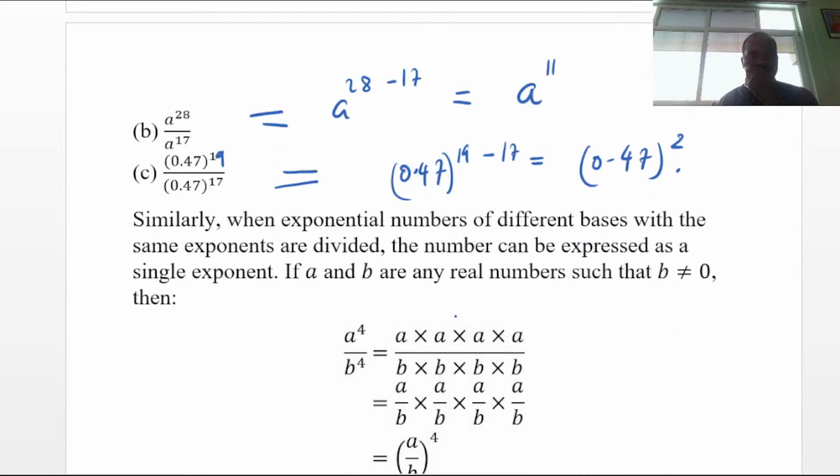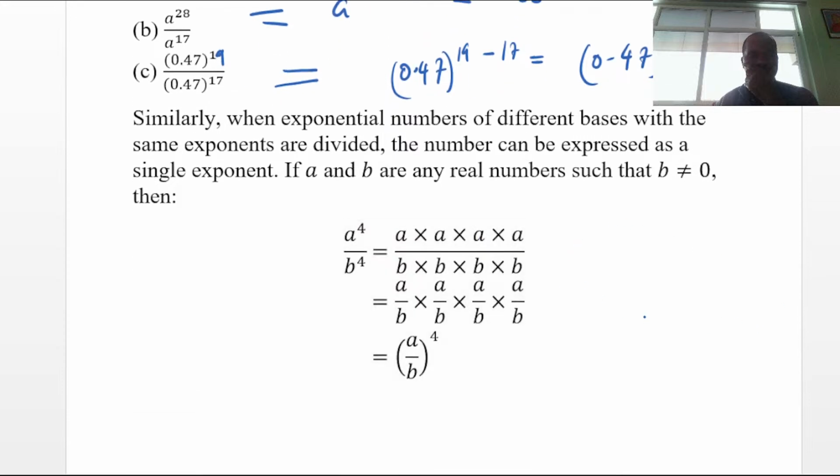So we have seen how we divide exponents. Similarly, when exponential numbers of different bases with the same exponents are divided, now we are reversing. We don't have the same bases, but we have different bases and the same exponent. So the number can be expressed as a single exponent. This is the case when you have a power 4 over b power 4. When you open this, eventually you'll be having a over b, all power 4, dear students.